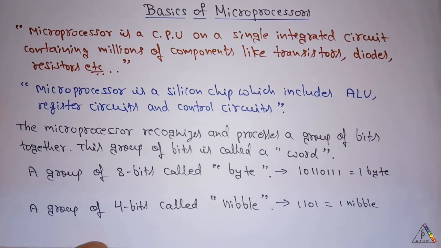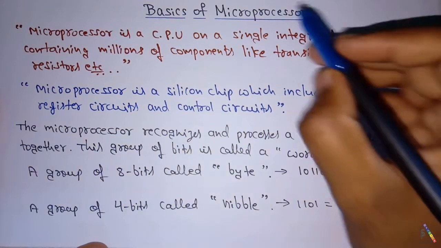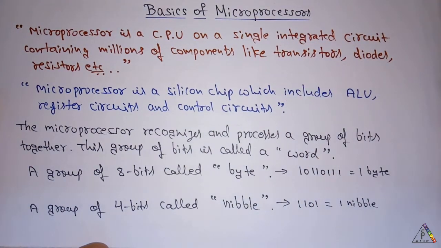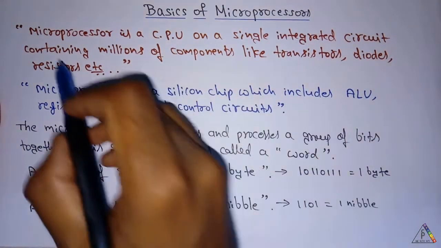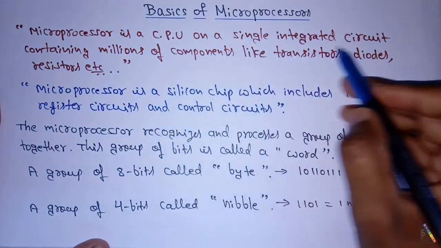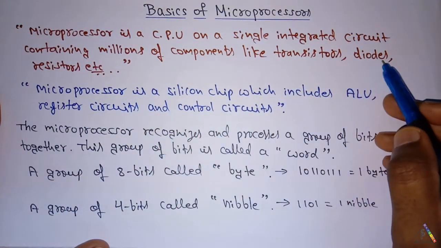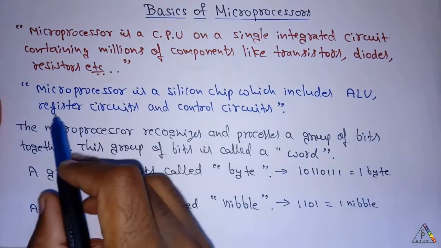The question is, what is this microprocessor? The answer is, it is an electronic device. As the name suggests, micro means small in size and processor means which does some operations. That is, a microprocessor is a CPU, that is central processing unit, on a single integrated circuit containing millions of components like transistors, diodes, resistors, etc.